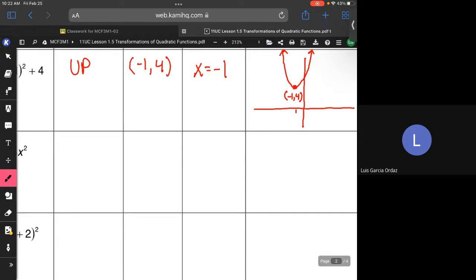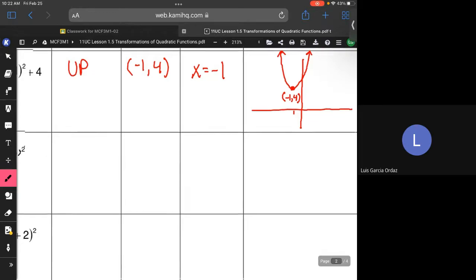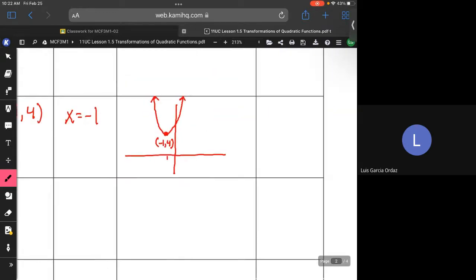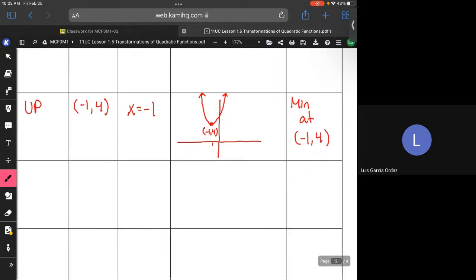So in this case, do I have a maximum or a minimum? Okay, I have a minimum at my vertex. Yep. So as you can see, it's pretty straightforward and easy.